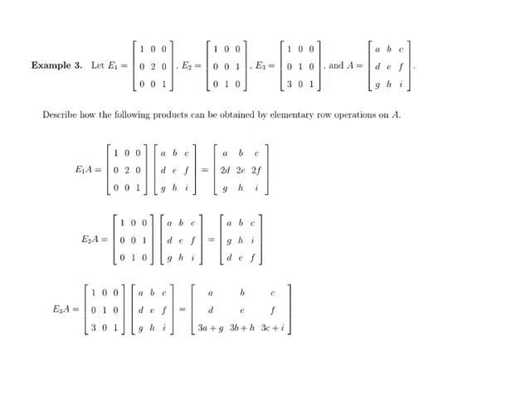So given those same 3 elementary matrices and a generic matrix A, B, C, D, E, F, G, H, I, we're going to describe how the following products can be obtained by elementary row operations on A. And we will show that they coincide with the row operations that we just found. So if I take E1 times A, E1 multiplied by A on the left, we go through all of those multiplications.